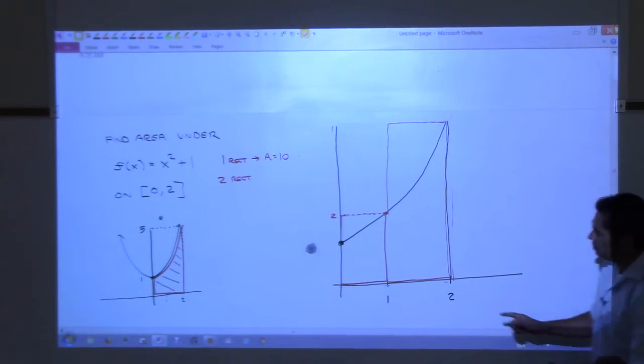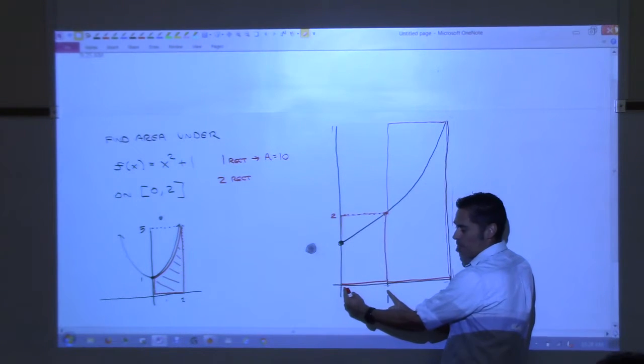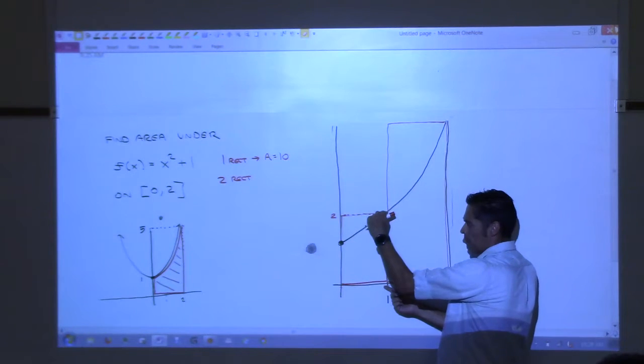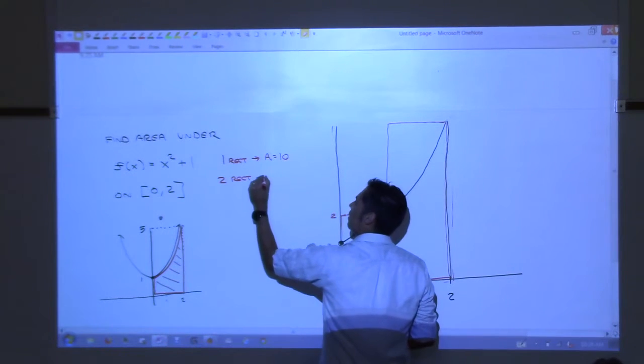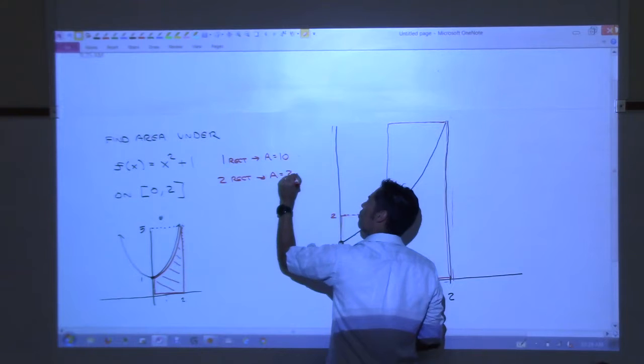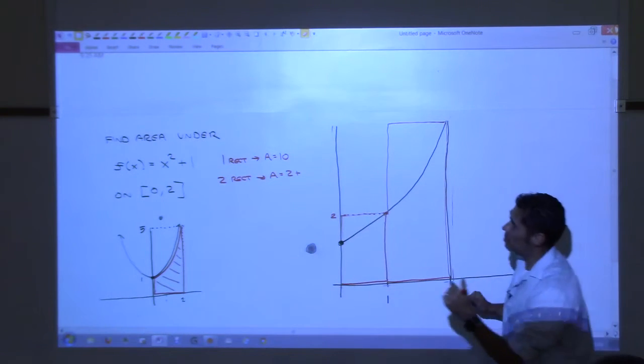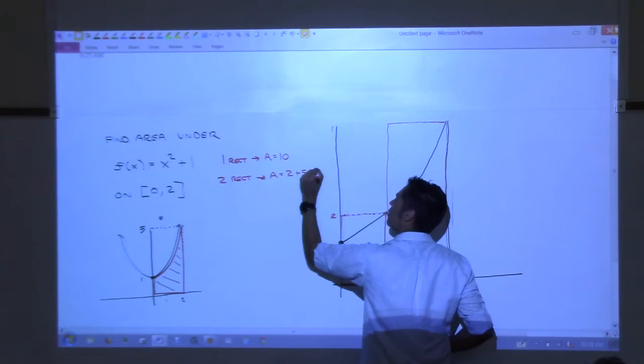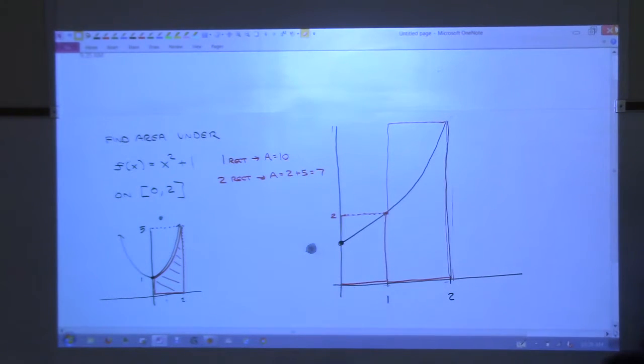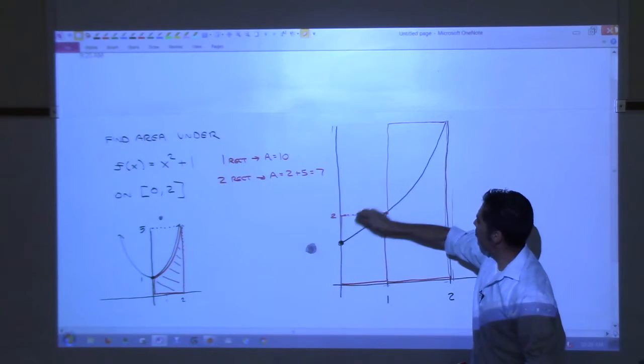What would it be? Well, let's see. This is 1 wide now, right? 1 times 2 is 2. So I'm going to get that the area is equal to 2 plus this one, 1 times 5, so 5, is 7. Agree? It's still too much, though, because this right here was too much and that was too much.